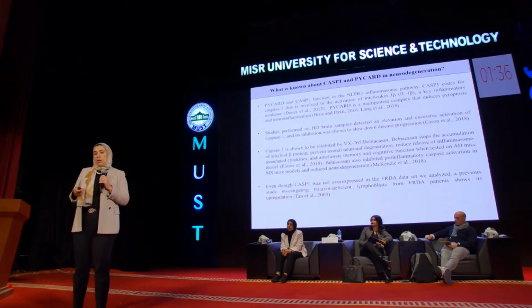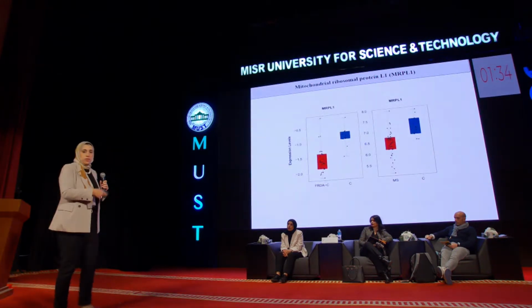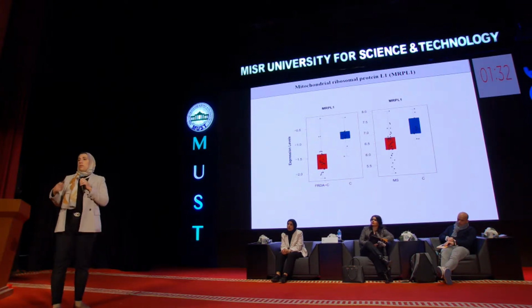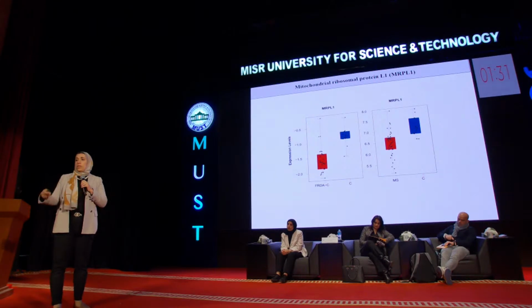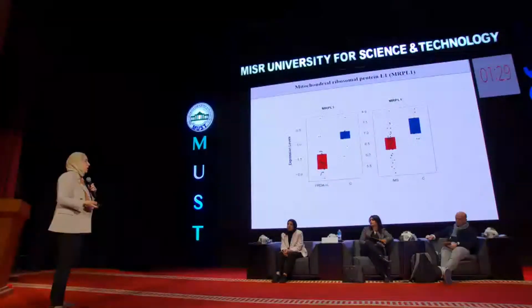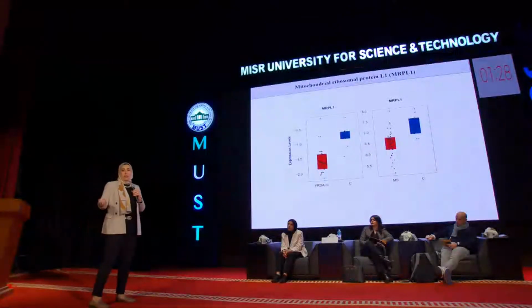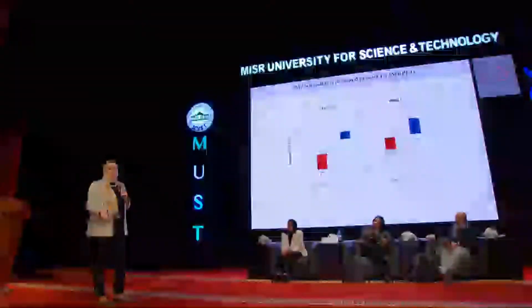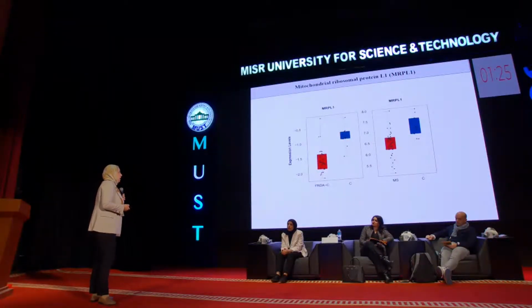In general, we found also this MRPL1. Like I said, any proteins involved in mitochondrial protein translation and biogenesis were downregulated in many diseases. So here, this MRPL1, for example, was downregulated in Friedreich ataxia and MS.